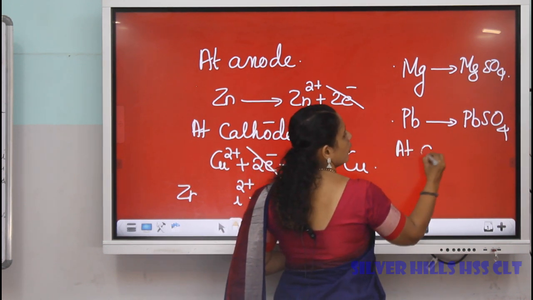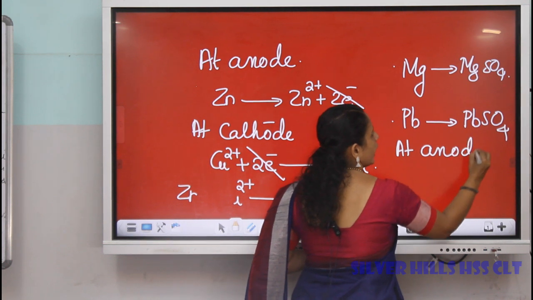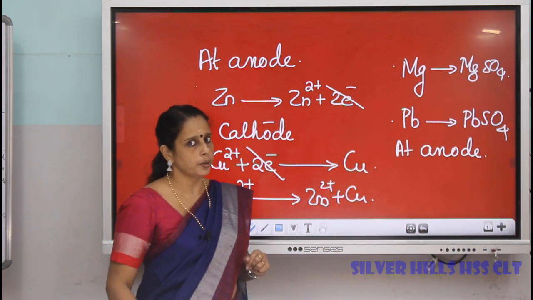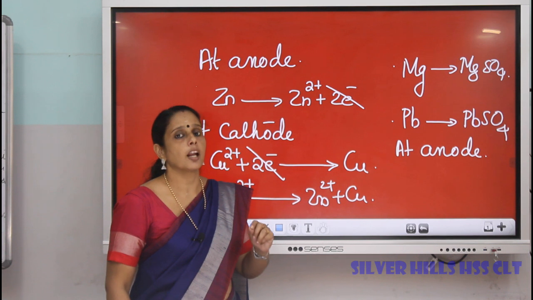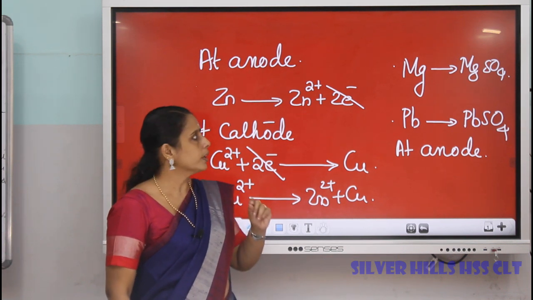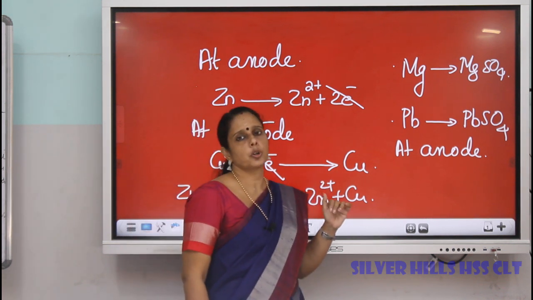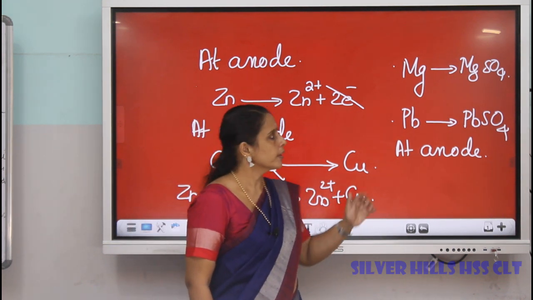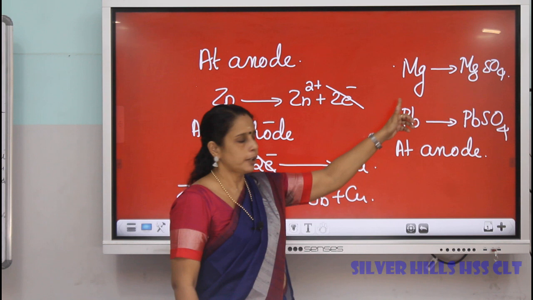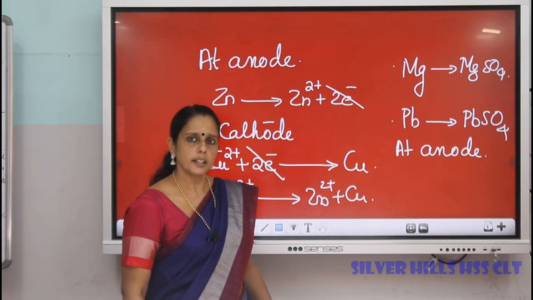At the anode, oxidation takes place, which is the anode? Magnesium is the anode due to its lower electrode potential. Lower electrode potential acts as the anode and higher electrode potential acts as the cathode. So, magnesium acts as the anode and lead acts as the cathode.